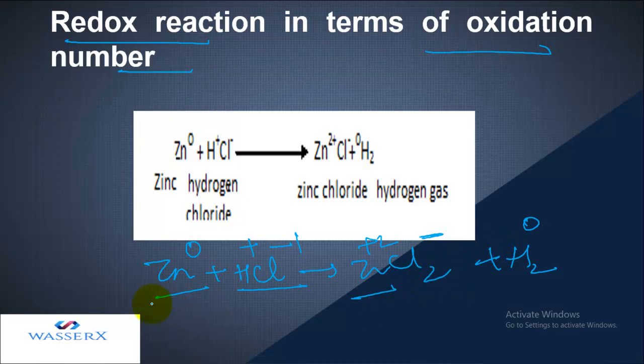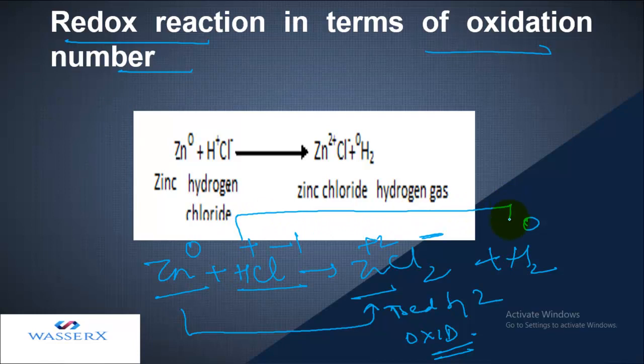Now let's compare the oxidation state for zinc. For zinc it is 0 and now it is being increased by 2. So the oxidation state is increasing by 2, and increasing means oxidation is taking place. Now let's move on to H. As you can see, it is +1, but it is decreased from 1 to 0. That is decreased by 1. And decreasing is called reduction. So that means reduction is taking place in the case of hydrogen.